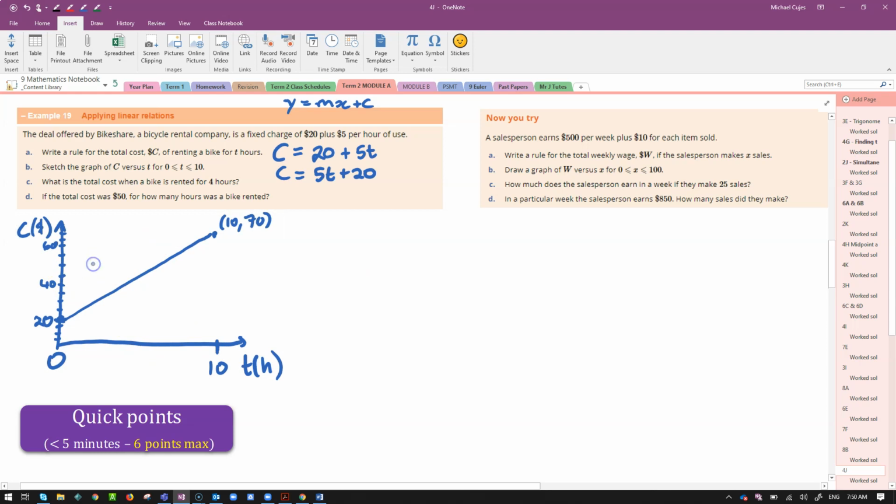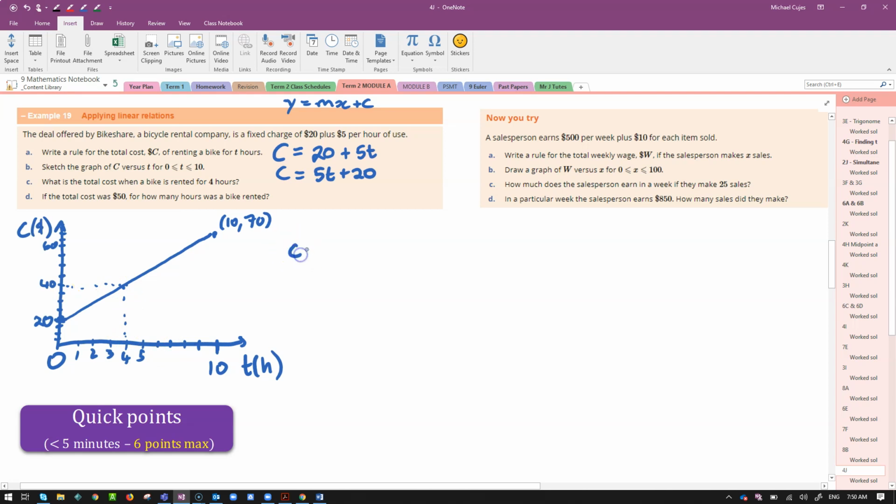What is the total cost when a bike is rented for 4 hours? So I could go, well, 10, there's 5, there's 1, 2, 3, 4. Go up here, 4 hours, and then read across. And looking at my badly drawn diagram, it's estimating it to be $40. Well, let's see if that's actually right.